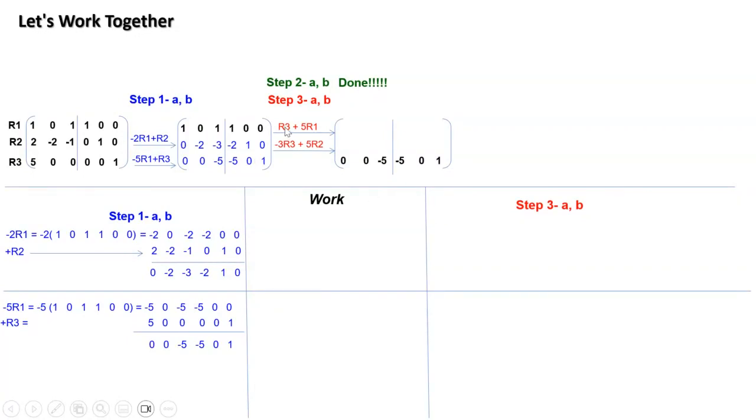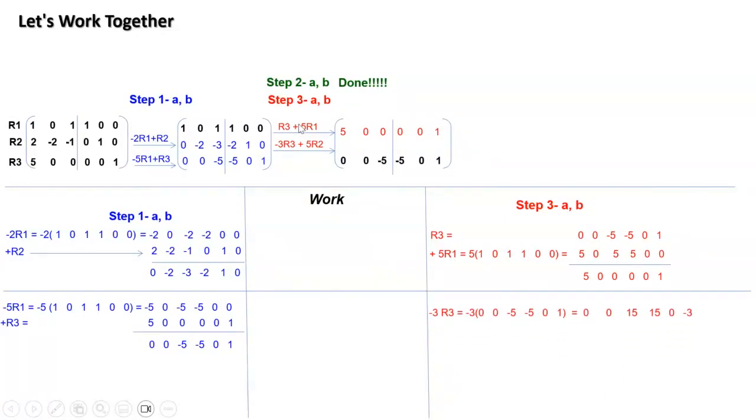Here's my work. So let's do row 3. Row 3 stays how it is. We're going to add it to 5 times row 1. So 5 times row 1 will be 5 times 1, 5 times 0, 5 times 1, 5 times 1, and 5 times 0, and 5 times 0 will give us 5, 0, 5, 5, 0, 0. That gives us 5, 0, 0, 0, 0, 1. Okay? So that's my new row 1.